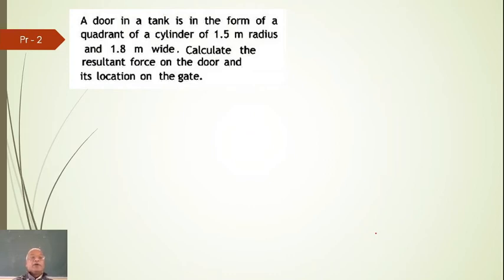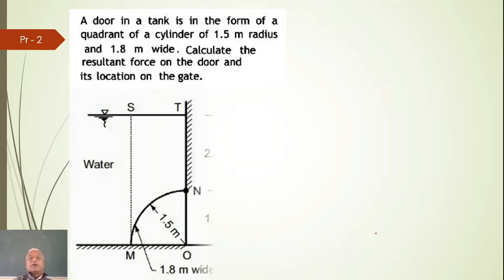Here, a door in a tank is in the form of a quadrant of a cylinder. It is like a quadrant of a cylinder of 1.5 meter radius and 1.8 meter wide. Calculate the resultant force on the door and its location on the gate. Okay, the figure is given here. You can imagine how the gate is.